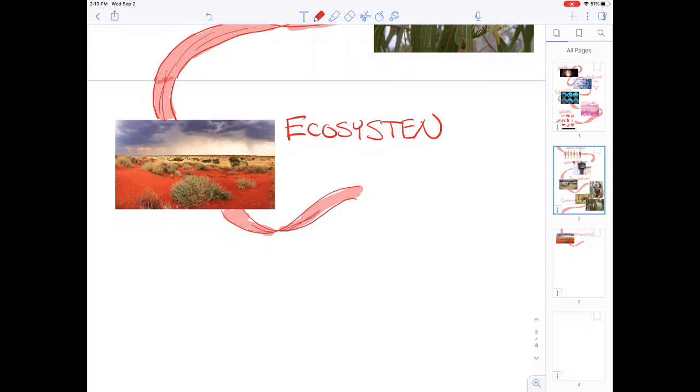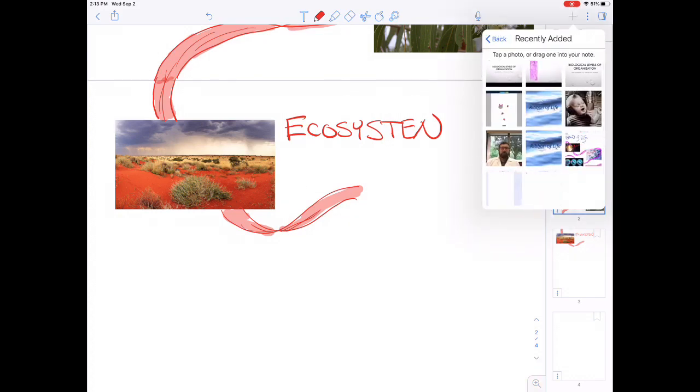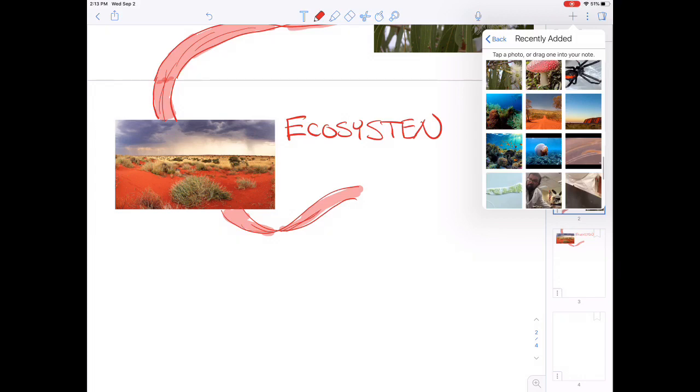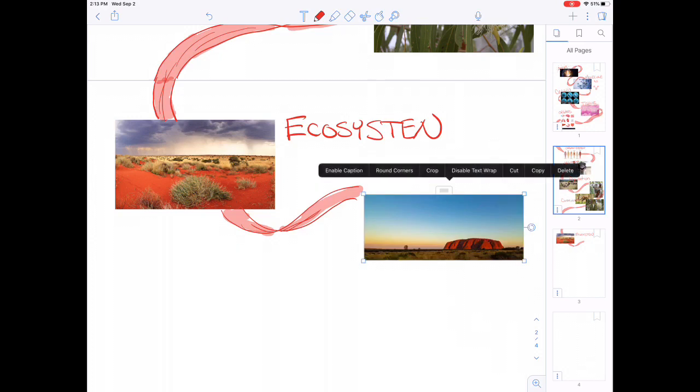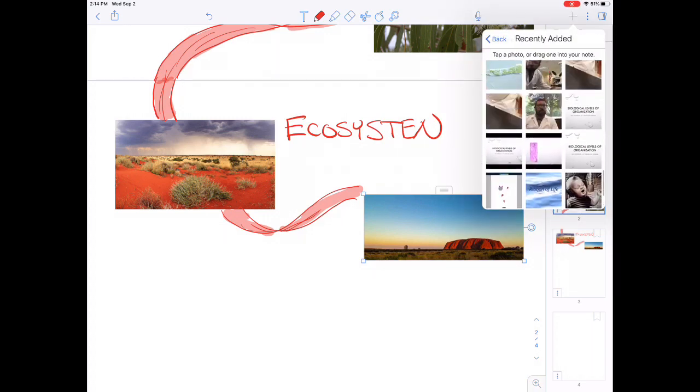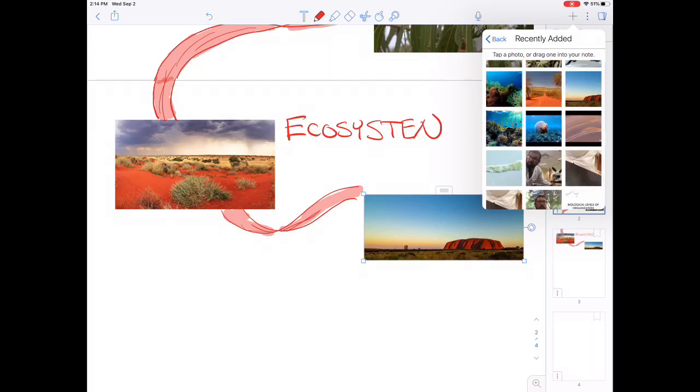So from ecosystem, we're now going to move on to the biosphere. We're going to move on to the biome. There are several different biomes in Australia. Australia is probably best known for being desert-like. So here's a nice picture of Ayers Rock that's in Australia. Another biome that's in Australia we also have is the Great Barrier Reef.